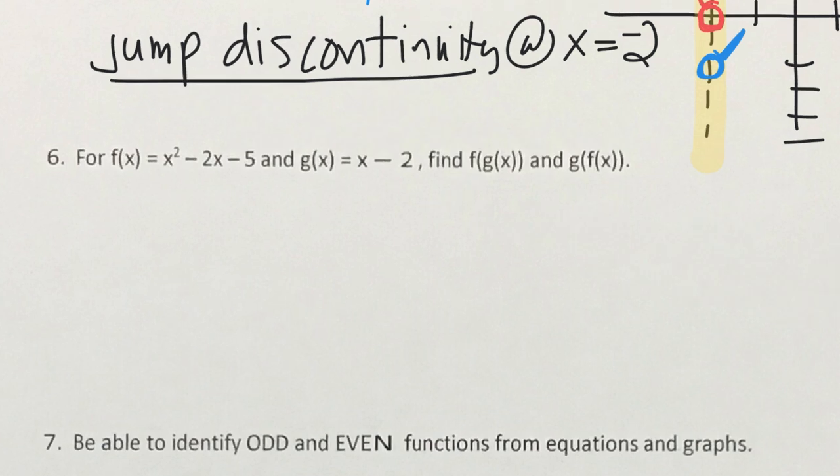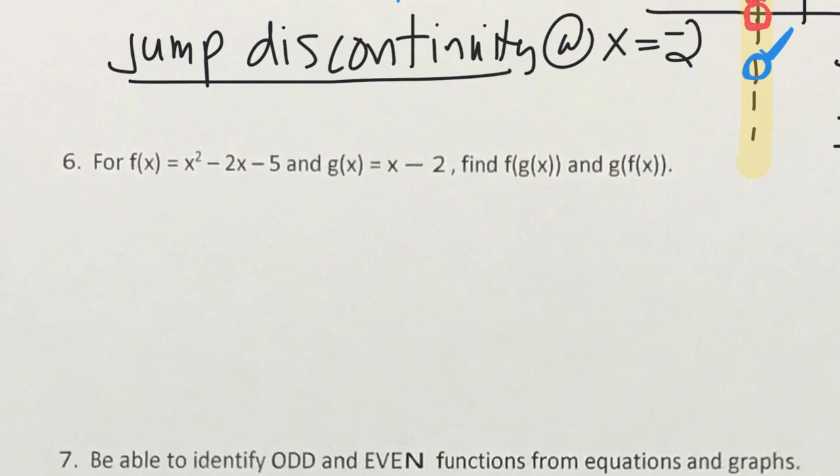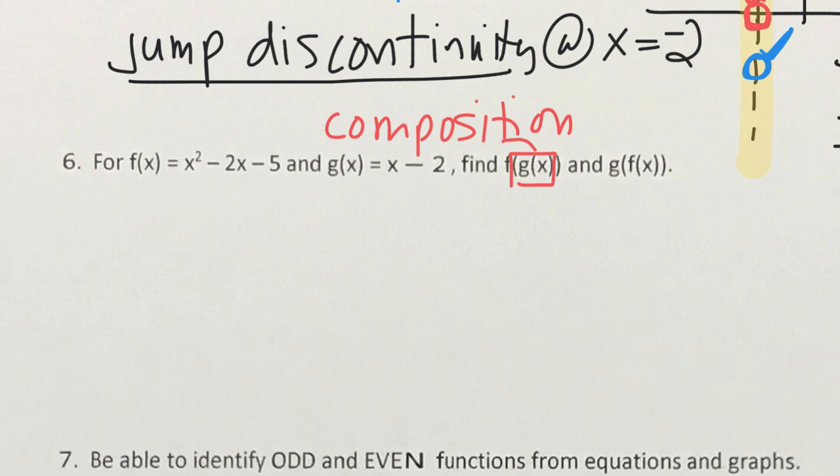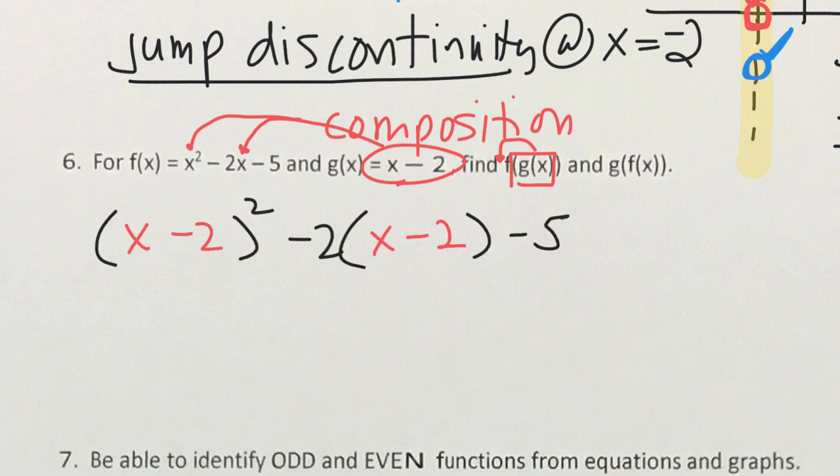Okay, number 6, here we have your composition. We're going to take the g equation and plug it into the f. That's what f of g means. It means take your g equation and replace it in f. And now we do all of the simplification. We're going to square this binomial.